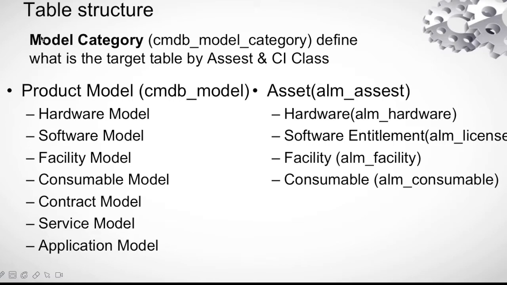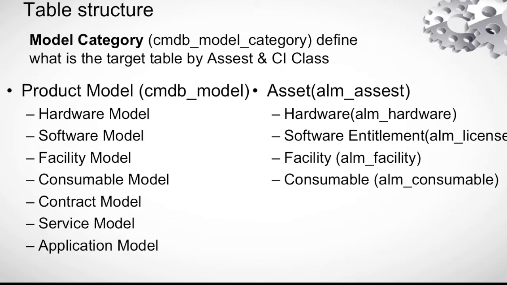If you remember, in the last video we talked about the model category. Model category is nothing but a table where we map the asset and CI, defining which class the asset should go to and which class the CI should go to. And remember, inside the product model, we have these models: hardware model, software model, facility model, consumable model, contract model, service model, application model.